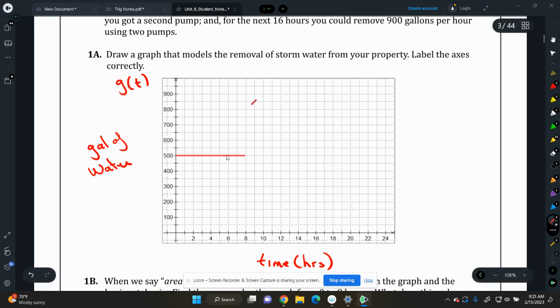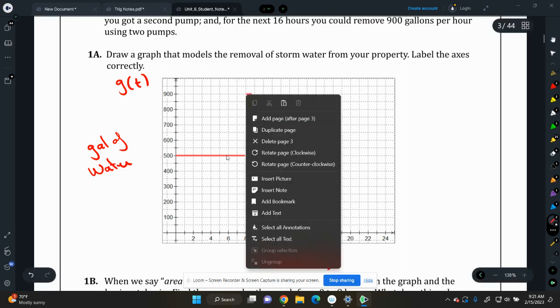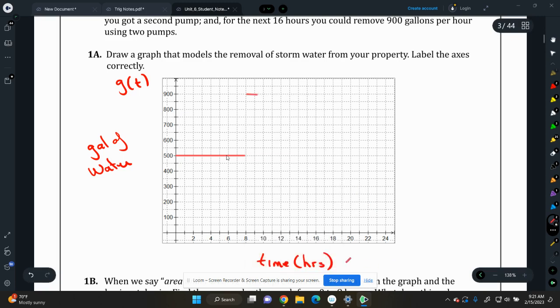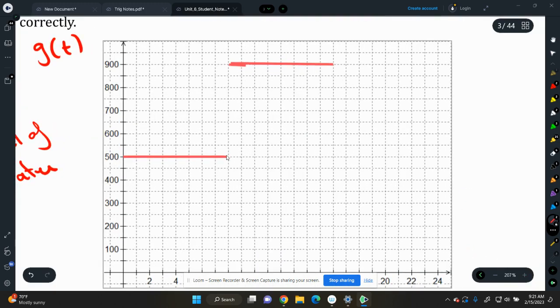Okay, and then when we add the second pump, we're now pumping at 900 gallons per hour. So we're going to go up here to 900, and we'll go over for how many hours? 16 hours, right? Over to 16, I think it's right there. Wasn't it the next 16? For the next 16 hours, good. Yes. Over here to 24.